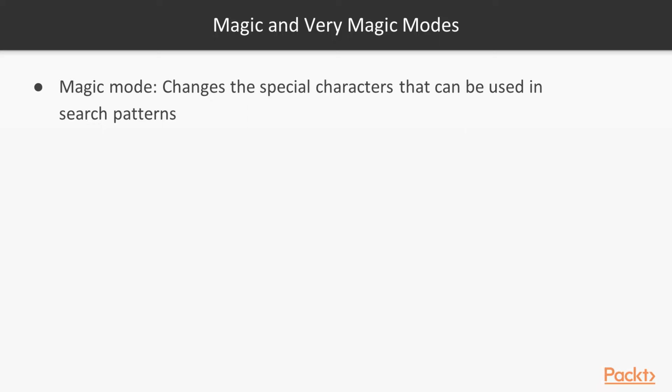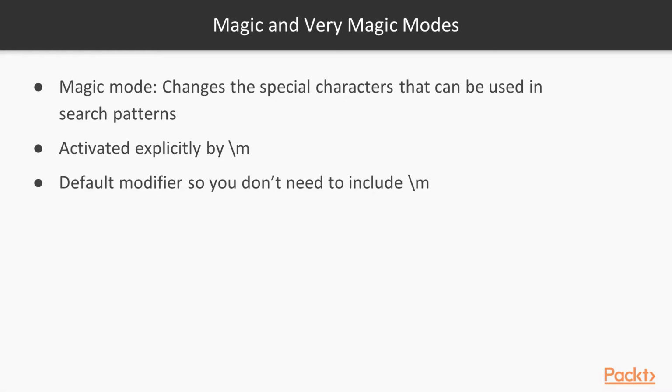Magic mode changes the special characters that can be used in search patterns. It is activated by /m. It is the default modifier, so you don't even need to include /m.